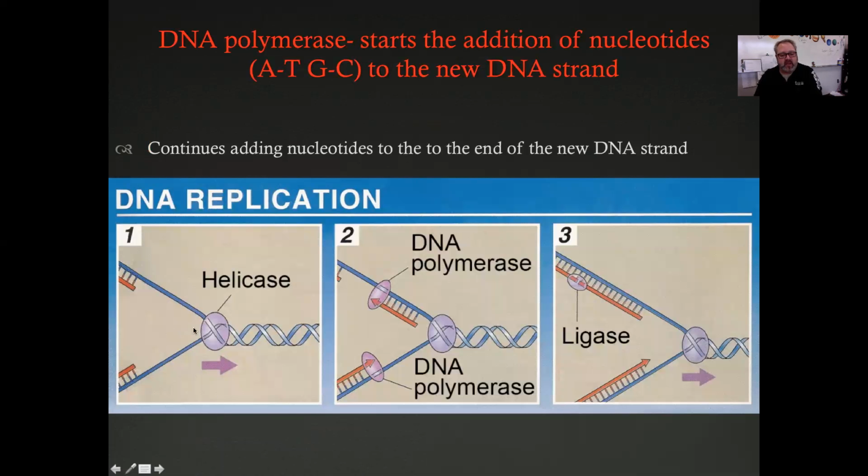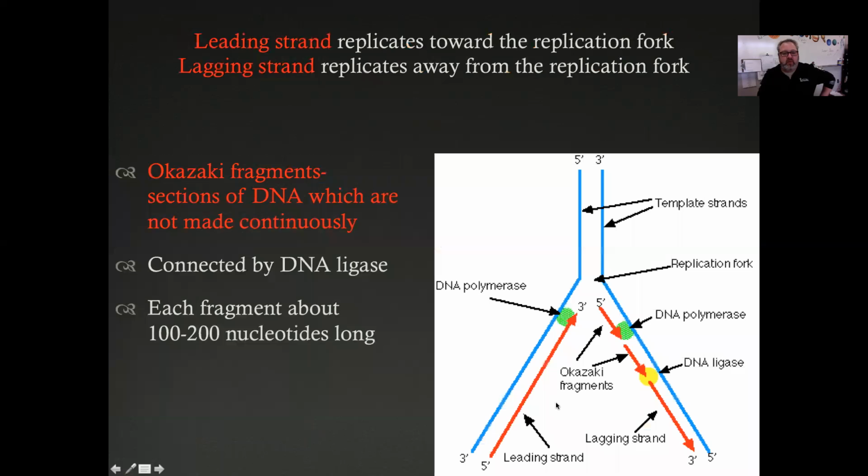So DNA helicase here is doing the unwinding. DNA polymerase then is adding nucleotides, or those nitrogen bases: adenine, guanine, thymine, cytosine. It's adding those nucleotides to the new DNA strand, okay? And it creates what we call Okazaki fragments, okay?